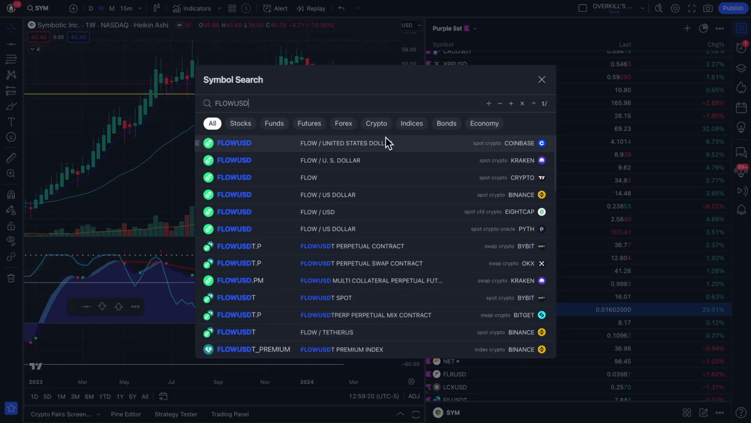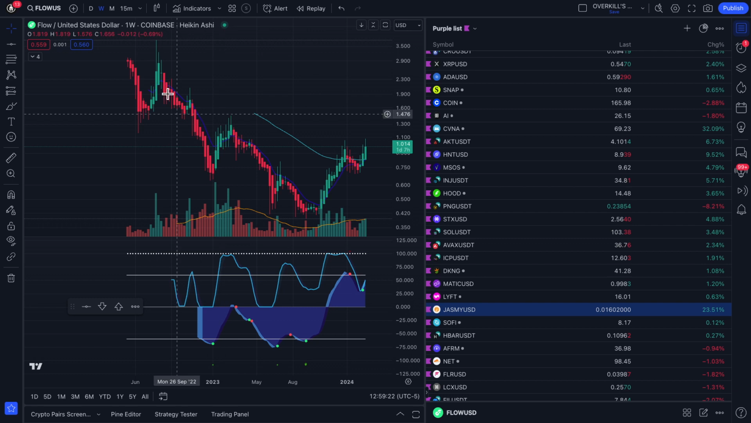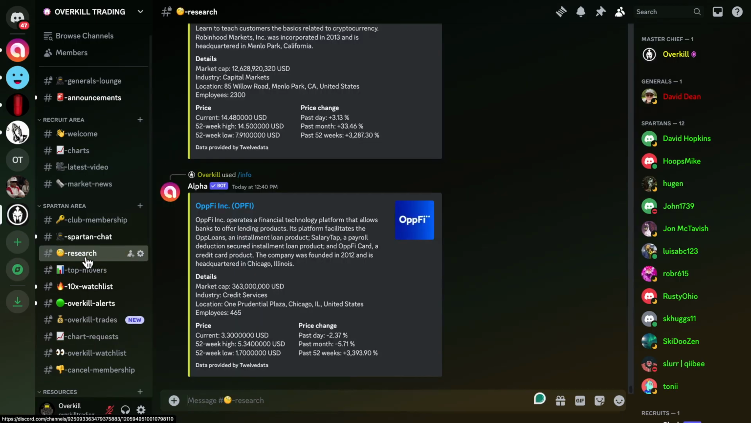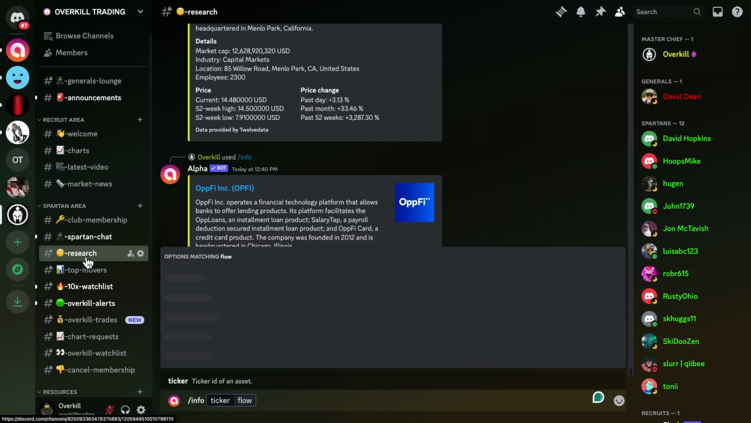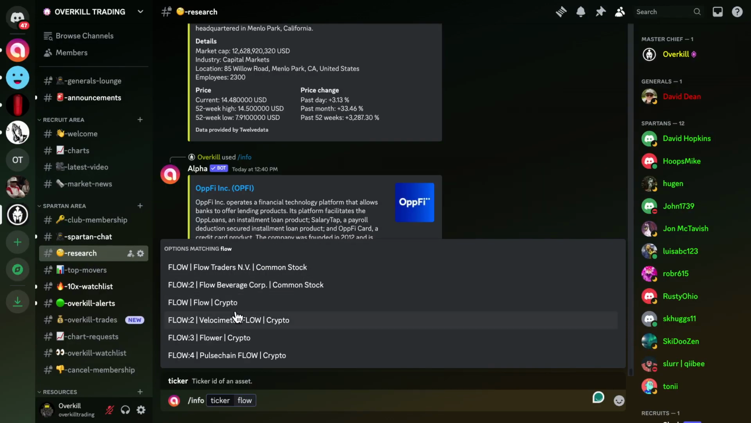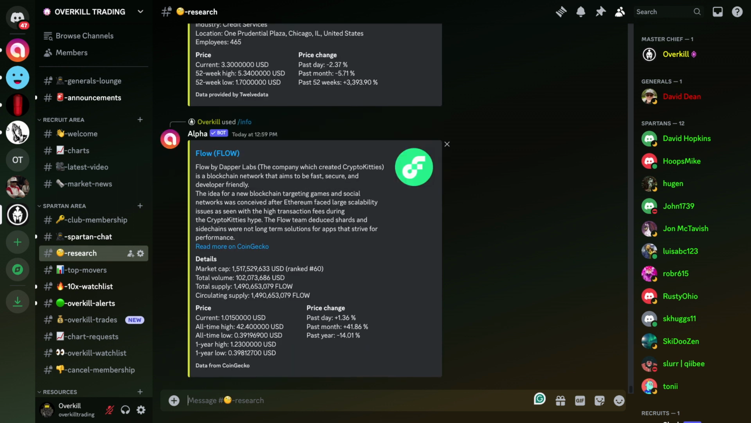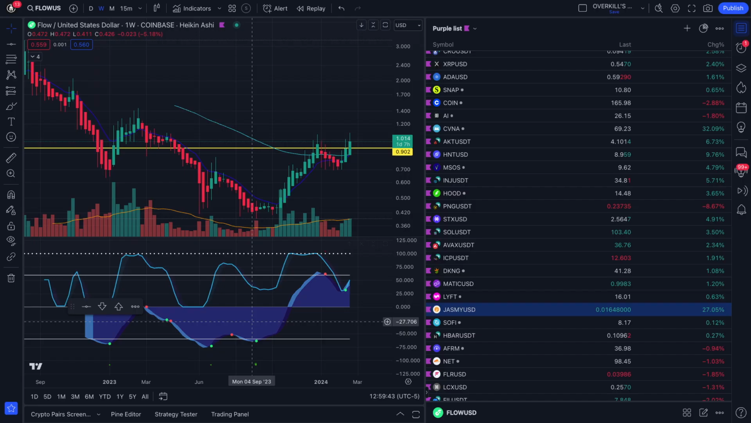Flow, this is an interesting one. Haven't looked at this in a while. Okay, and that looks like it's starting its trend up as well. 90 cents is your stop on this green dot. I'm going to go ahead and add this one in. What's the market cap on Flow anyway? Ah, 1.5 billion, not too bad.